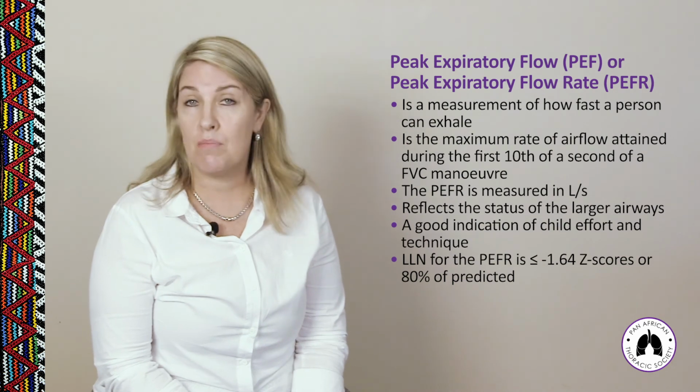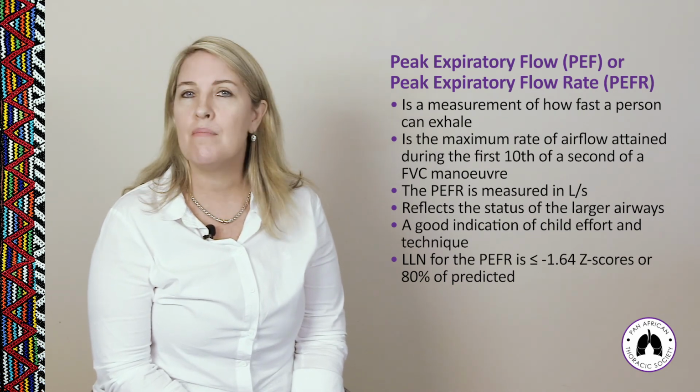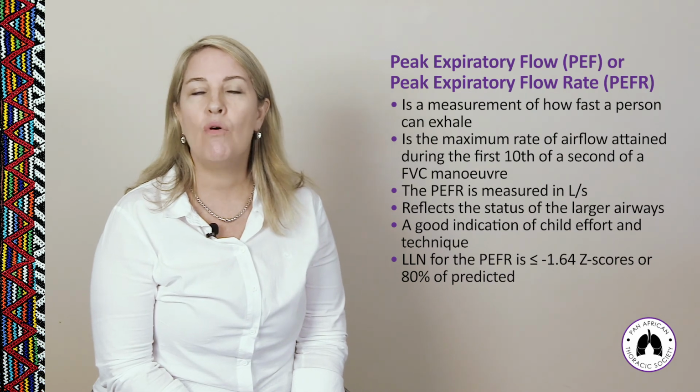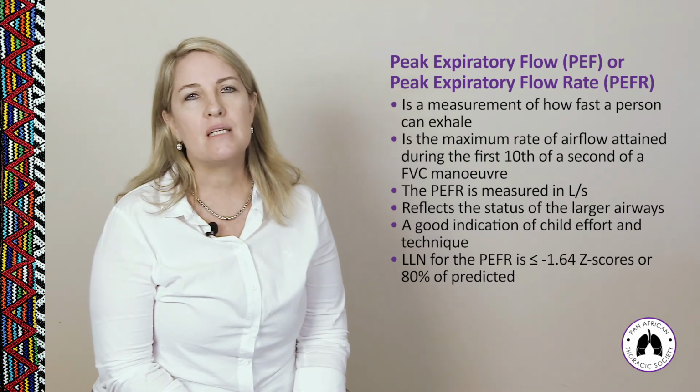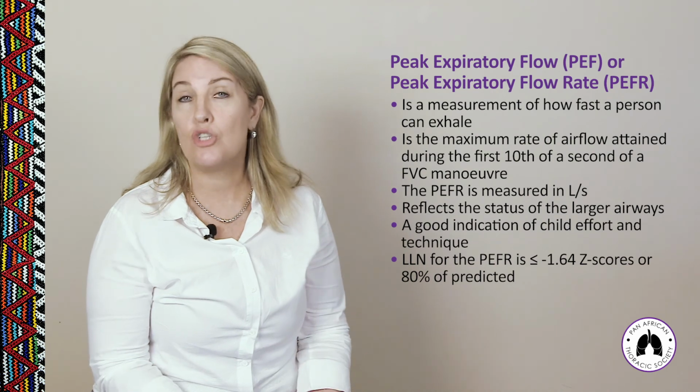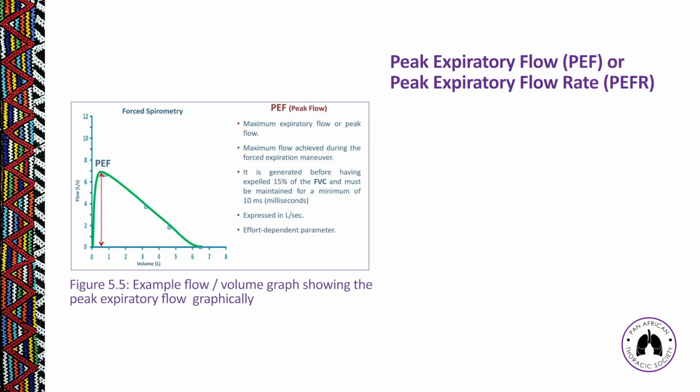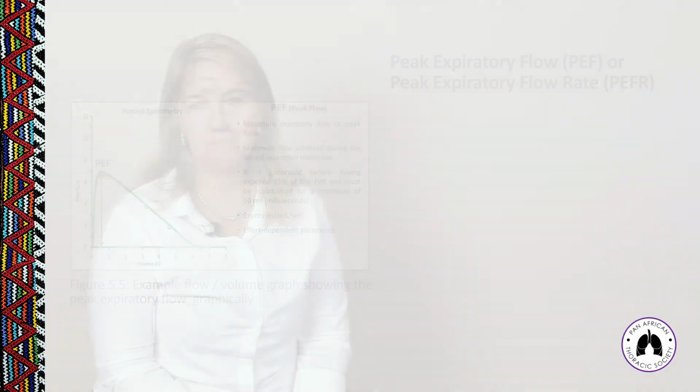The lower level for the peak expiratory flow rate, like all other measurements, is a Z-score of minus 1.64, or 80% of predicted if your spirometer does not show these measurements. So in figure 5.5, you will see an example of a flow volume graph showing the peak expiratory flow graphically.